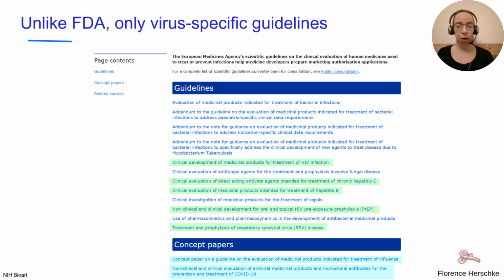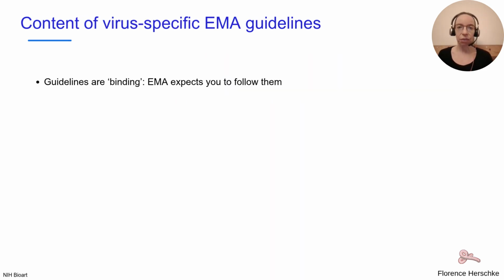All of them are virus specific, so no general guideline on general virology studies like you can find for the FDA. In terms of scientific guidelines, there are 5 of them, 2 on HIV, 1 for treatment and 1 for PrEP, and then 1 on Hep C, 1 on Hep B, and another one on RSV. There are also 2 concept papers, including one on influenza and the other one on COVID-19 monoclonals. Scientific guidelines at EMA are binding, meaning that EMA expects you to follow them.